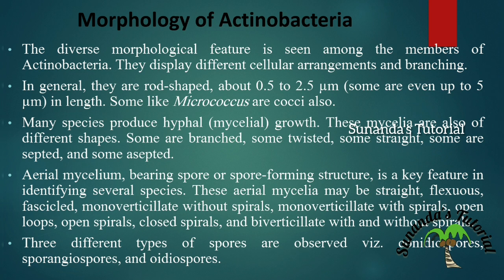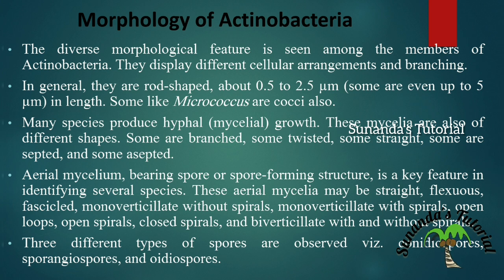Okay. Then morphology, external features. Diverse morphological features are seen among the members of actinobacteria. They display different cellular arrangements and branching. In general, they are rod-shaped, bacilli-shaped, about 0.5 to 2.5 micrometer, sometimes even up to 5 micrometer in length. Some like Micrococcus are cocci shaped also. So there are some exceptions.